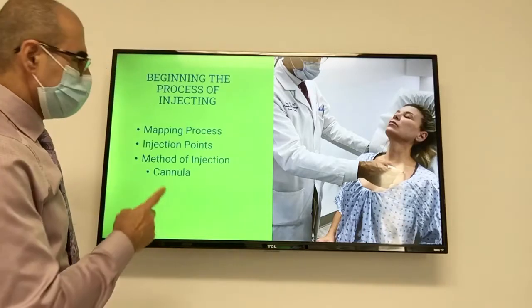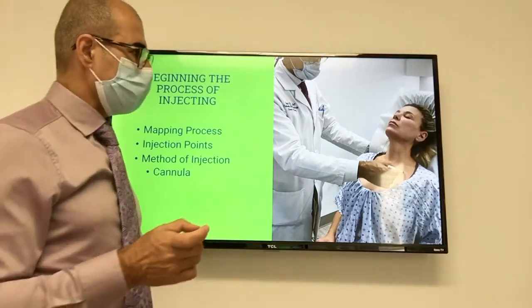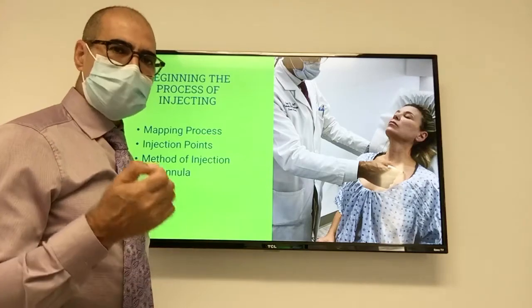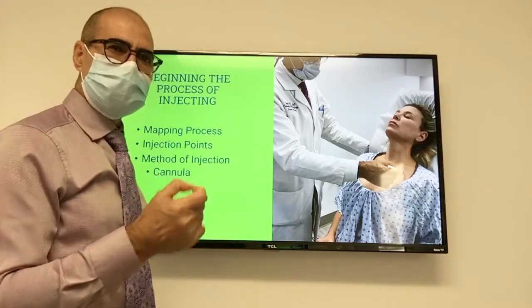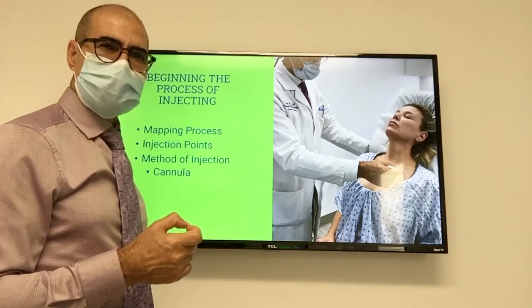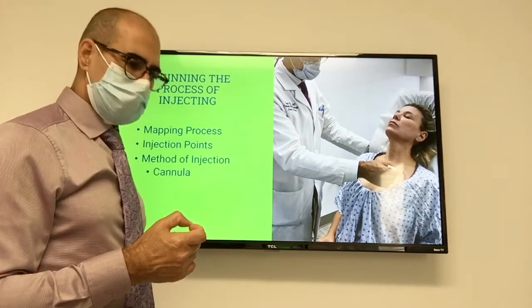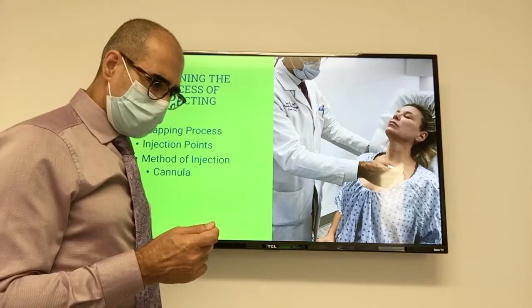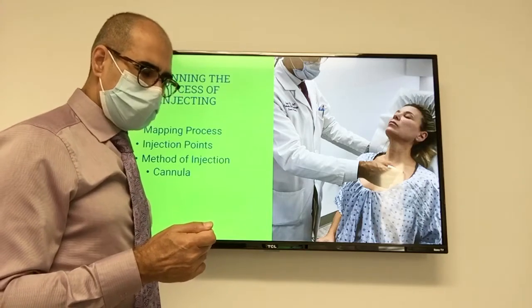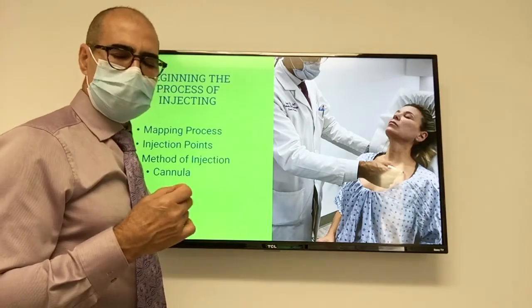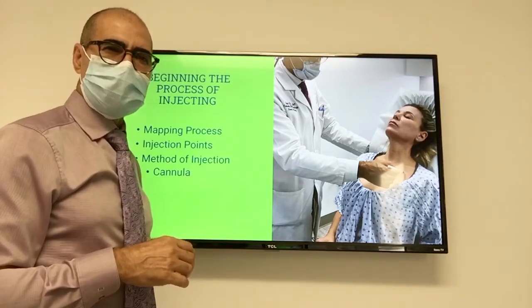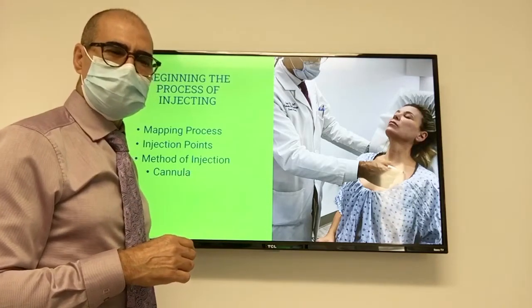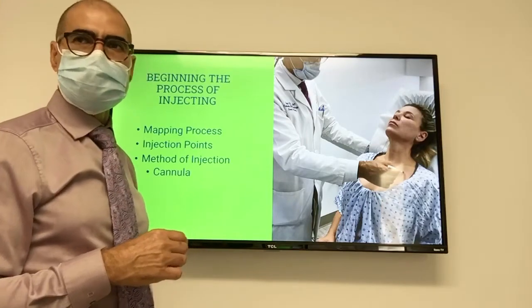The method of injection is we're using a cannula in this case, and a cannula is a blunt needle that's much longer, about 1.5 to 2 inches. The advantage of that is, one, that we can spread the hyperdilute Radiesse in a larger area, and the second thing is that it's also much safer.